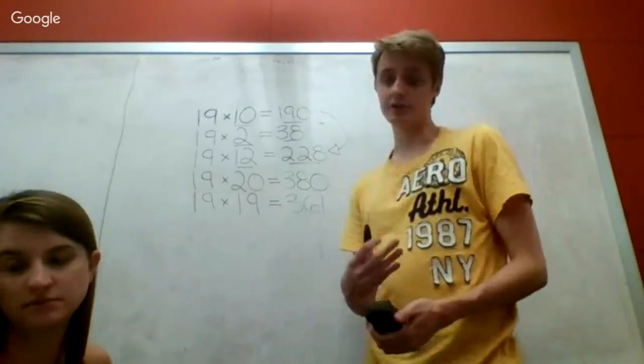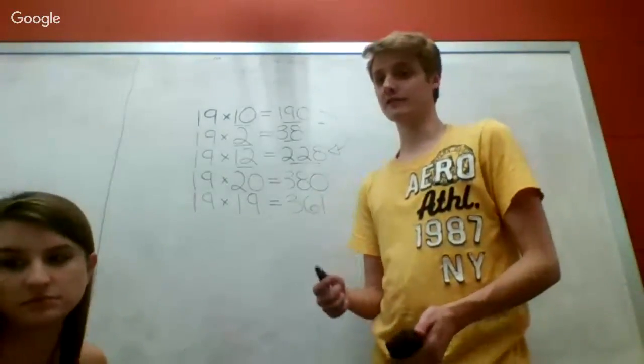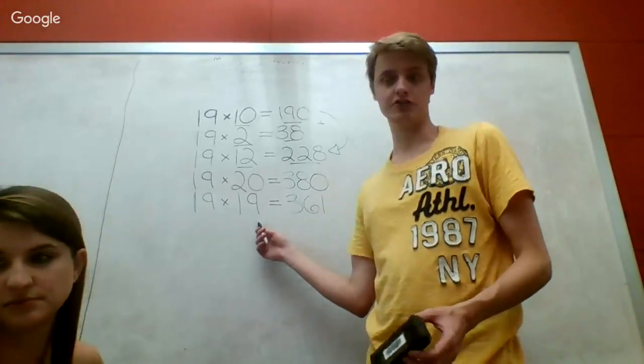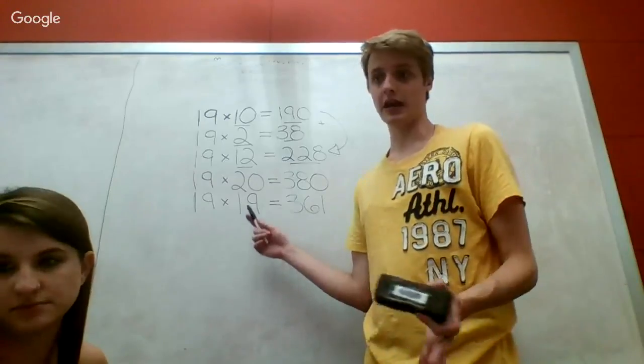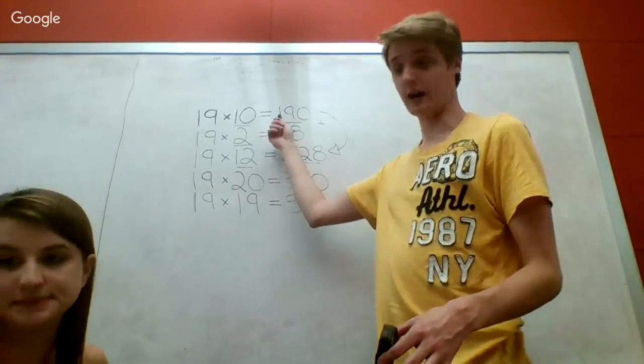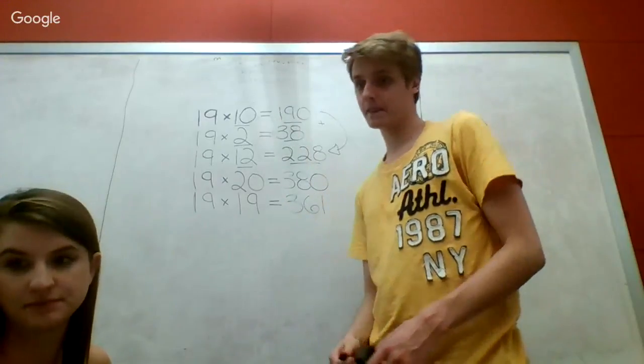Chunking and the distributive property is really good. So for example, 19 times 19 could be broken into 19 times 10 and 19 times 9. We did this a lot with this one, actually. Paula did a really good example of that.